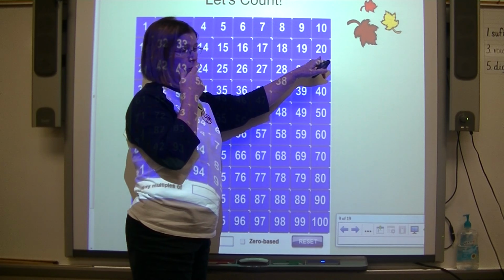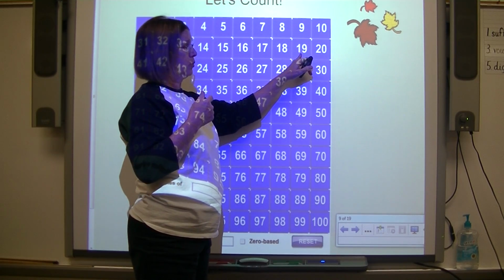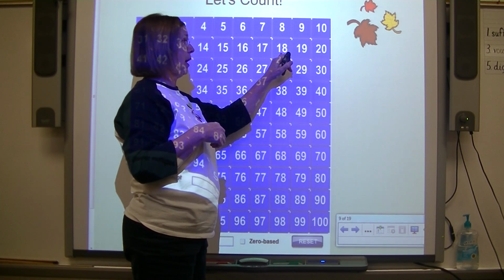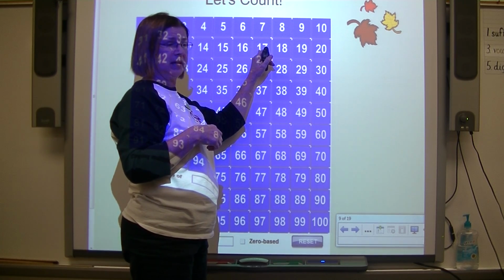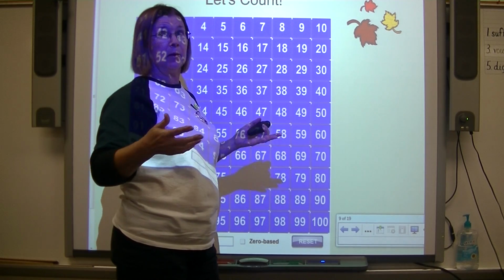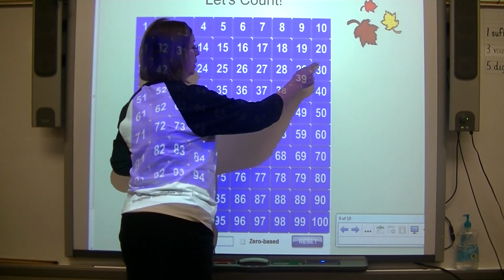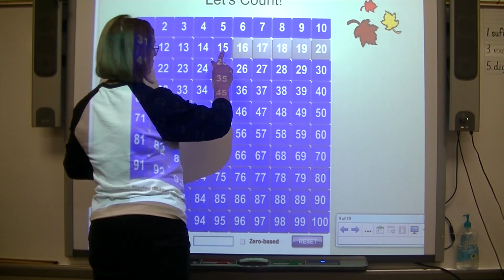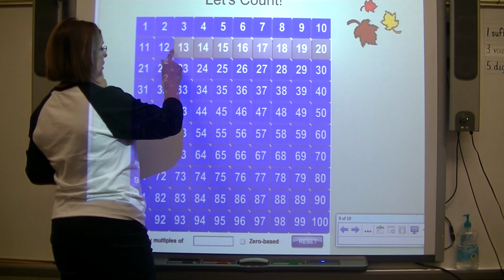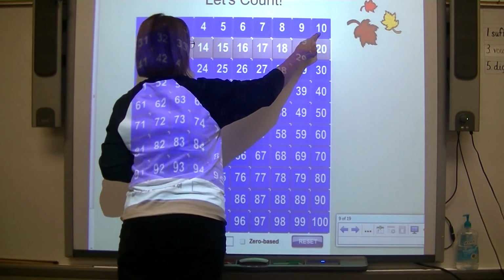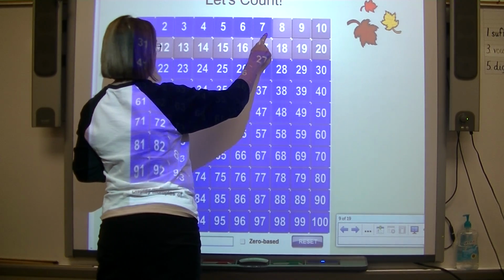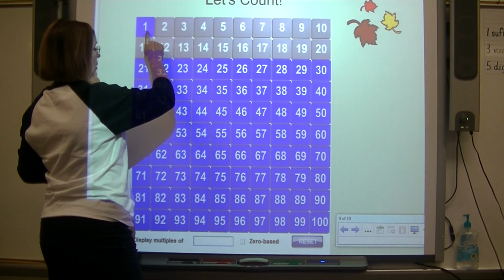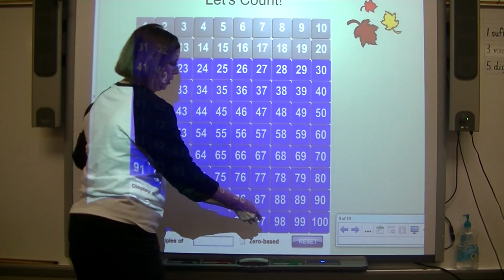So when we start on 20 and we say this next number, we're subtracting. 20 minus 1 is 19. 19 minus 1 is 18. 18 minus 1 is 17. So we're subtracting 1 each time. Count with me. 20, 19, 18, 17, 16, 15, 14, 13, 12, 11, 10, 9, 8, 7, 6, 5, 4, 3, 2, 1. All right, good job.